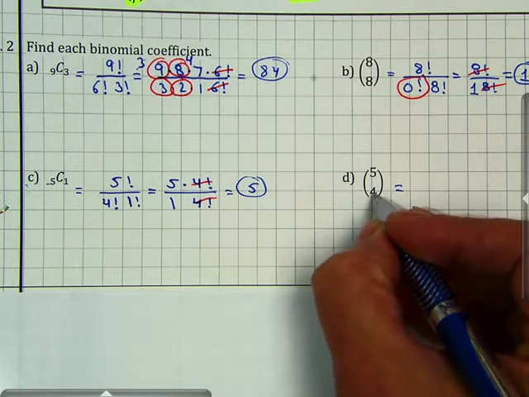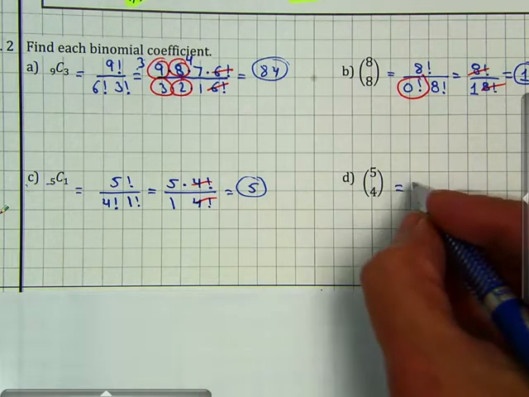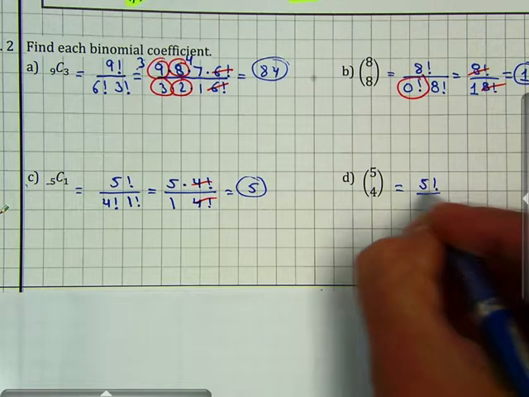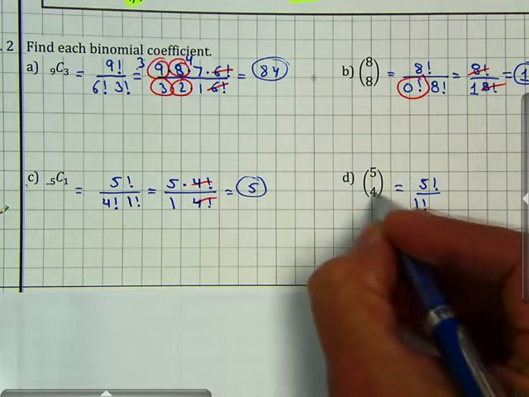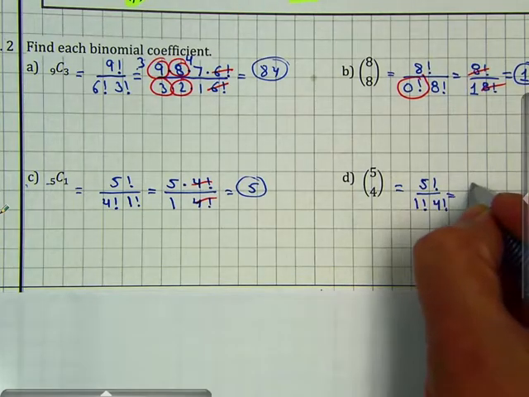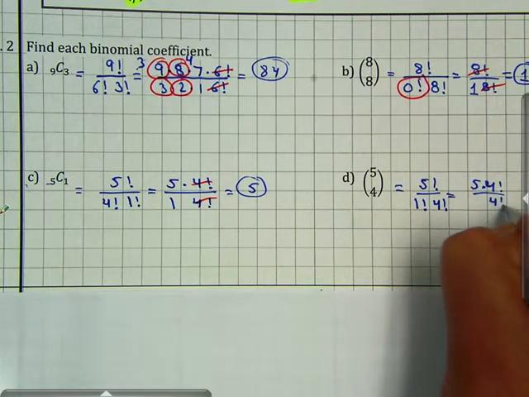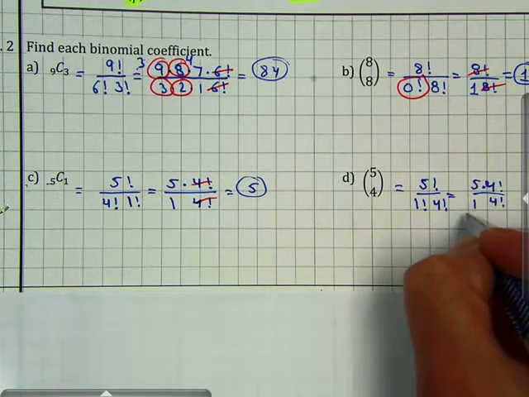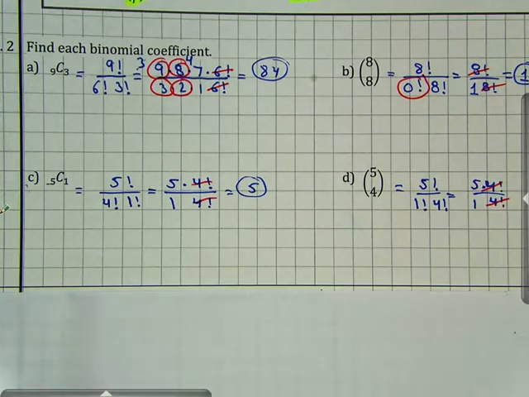5 choose 4. How many ways are there to select 4 people out of 5? Also 5 ways. So it'll be 5 factorial over 5 minus 4, which is 1 factorial, multiplied by 4 factorial. You'll notice that it's exactly the same. So therefore it'll be 5 times 4 factorial. 4 factorial will cancel out. And 1, which is just 5.